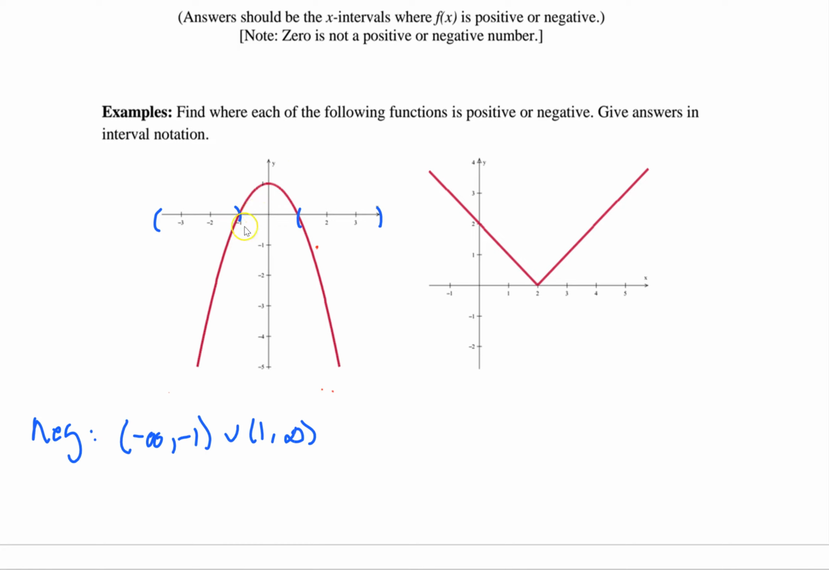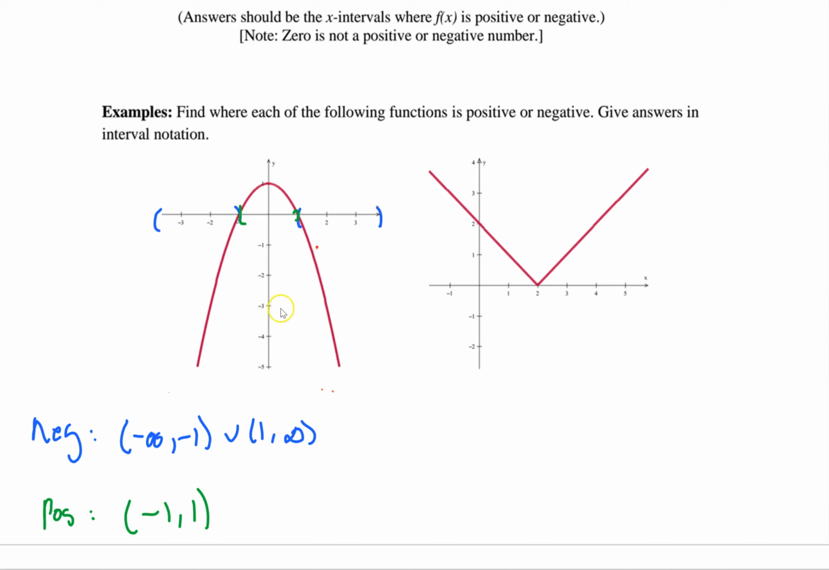That's when it's negative, right? From here to here, your graph's below. From here to here, your graph's below. Was it positive? Well, in between the two, right? From here to here, your graph's above the x-axis. So positive would be -1 to 1. So that's how I figure out when something is negative or positive in a basic graph.